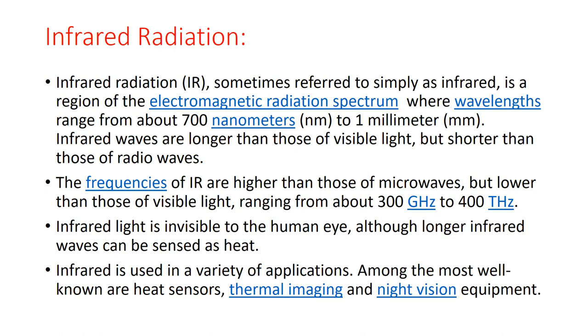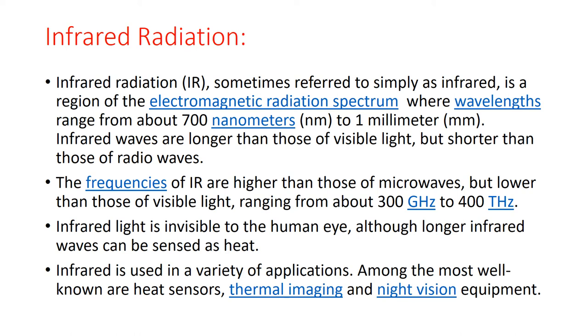The third component of an electromagnetic spectrum is infrared radiation. Infrared radiation, or IR radiation, is simply referred to as infrared, and the wavelength of infrared radiation is smaller than radio and microwave, in the range of about 700 nanometers to 1 millimeter. But the frequency of infrared is greater than radio and microwave. So infrared waves are longer than visible light, because visible light is the fourth component of the electromagnetic spectrum, but infrared waves are shorter than radio and microwaves. The frequency of infrared radiation is higher than radio and microwaves, ranging from 300 gigahertz to 400 terahertz.